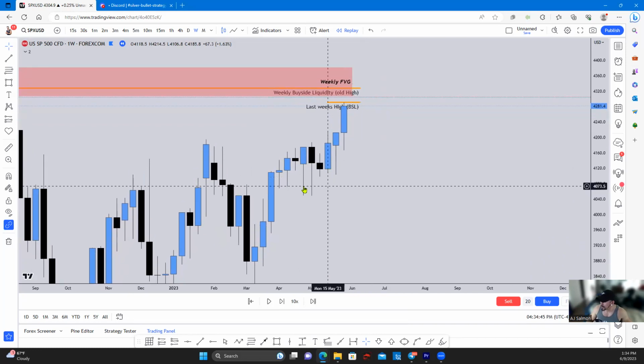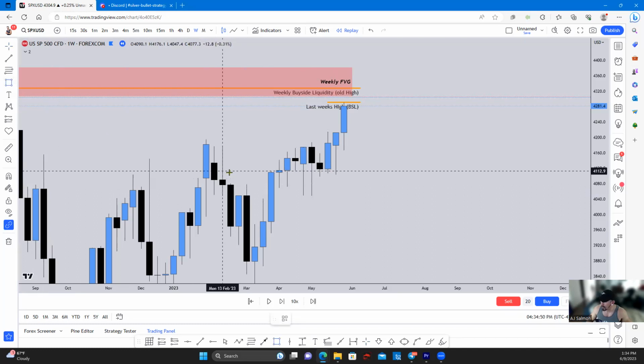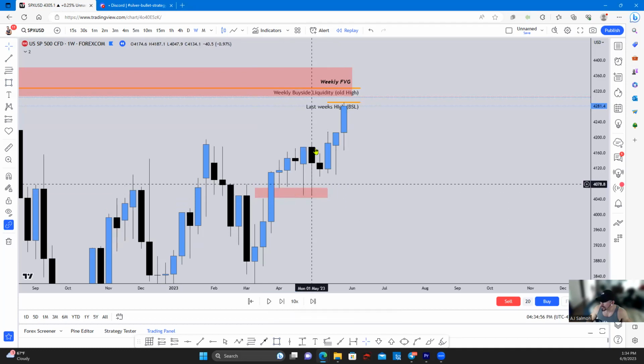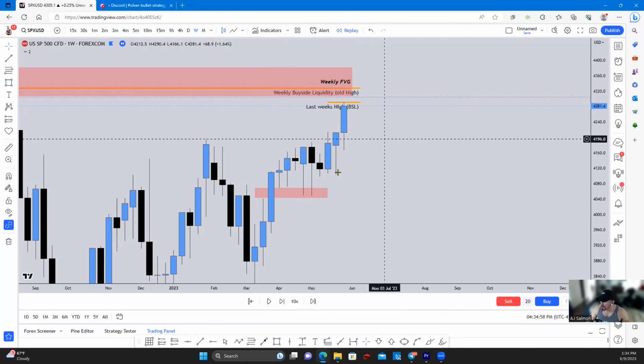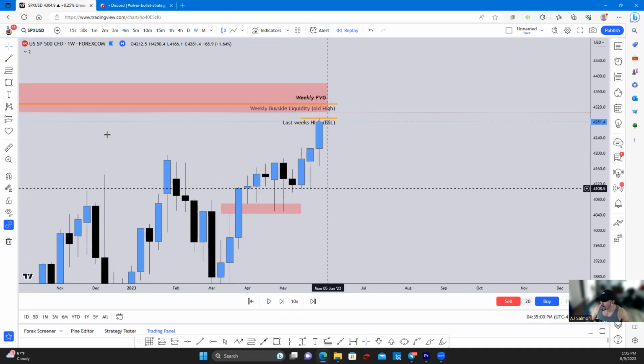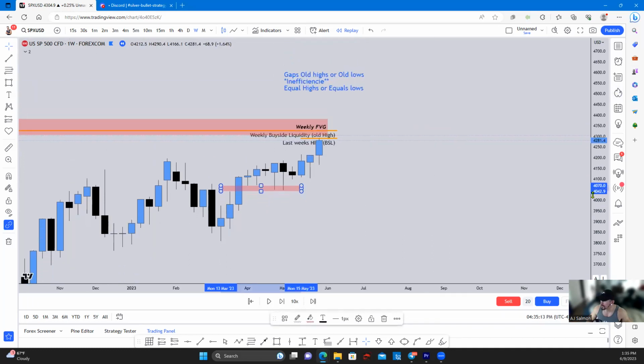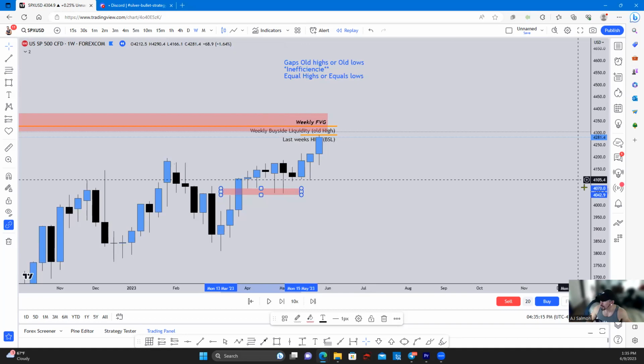Now we want to look in previous price action. We had a small gap inefficiency in here that we bounced off of and we're continuing higher. Okay. So if price were to come lower the next week, where would it go to? Well, we have this gap we can return down to. Or what's another thing we want to look for? Equal highs or equal lows.